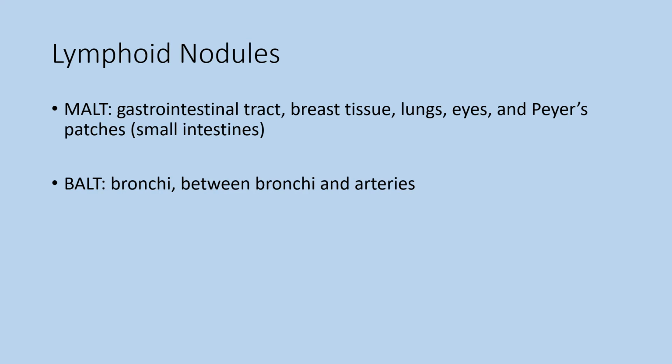And then the MALT and the BALT. The MALT is in the gastrointestinal tract. They're also found in the breast tissue, the lungs, eyes, and Peyer's patches, which are in the small intestines. And then the BALT, which is in the bronchi and also between the bronchi and arteries.